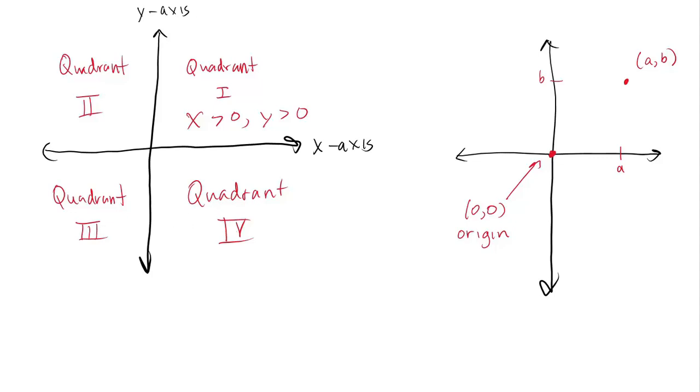If the point sits in a specific quadrant, then you automatically know the sign of each component of each coordinate. In the second quadrant, we're to the left of the y-axis, so x must be negative, but we're above the x-axis, so y must be positive. In the third quadrant, both x and y are negative. And in the fourth quadrant, x is positive, but y is negative.